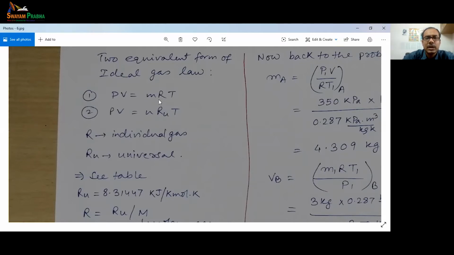Ru stands for the universal gas constant. N represents the number of moles. So if you use number of moles, you have to use the universal gas constant Ru. So PV equal to nRuT will be the form of the ideal gas law or the ideal gas equation of state. And the other alternative form is PV equal to mRT, where m is mass, not number of moles.